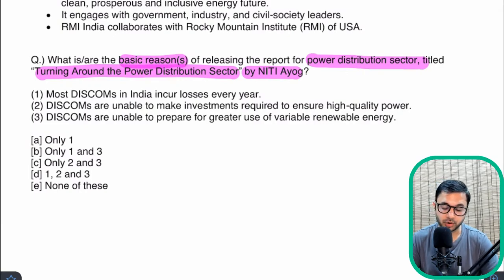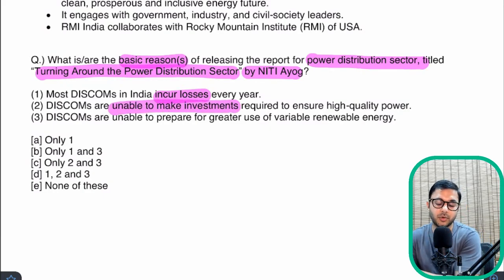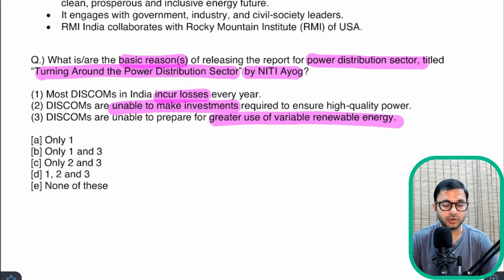रीजन क्या है? वेरी इंपॉर्टेंट क्वेश्चन. 1: मोस्ट डिस्कॉम्स इनकर लॉसेस. 2: डिस्कॉम्स आर अनेबल टू मेक इन्वेस्टमेंट्स रिक्वायर्ड टू इंश्योर हाई क्वालिटी पावर. 3: डिस्कॉम्स आर अनेबल टू प्रिपेयर फॉर ग्रेटर यूज ऑफ वेरिएबल रिन्यूएबल एनर्जी. विच आर द रीजन्स, एक्चुअल रीजन्स बिहाइंड कमिंग आउट विद दिस रिपोर्ट? क्या क्या रीजन्स हो सकते हैं? PDF इज देयर इन द डिस्क्रिप्शन सर.